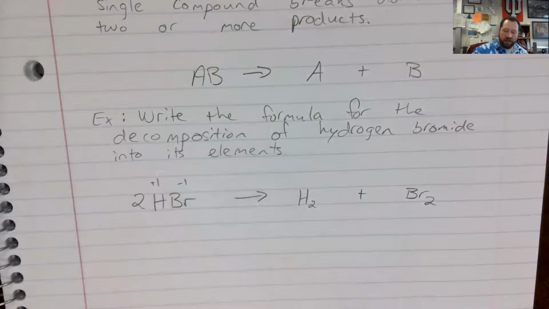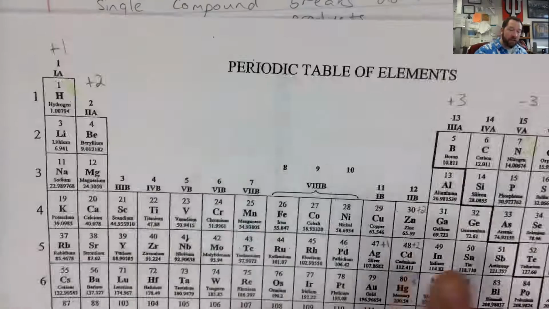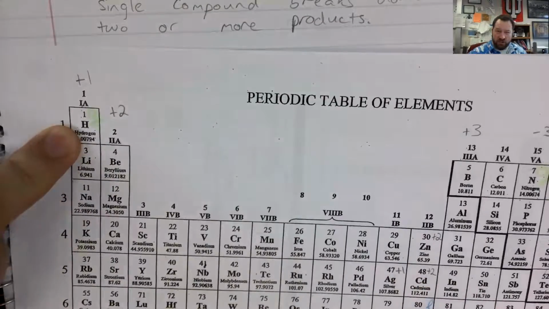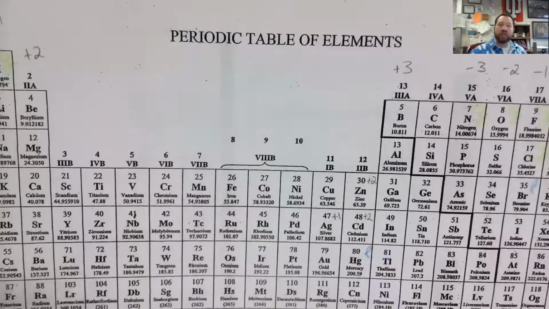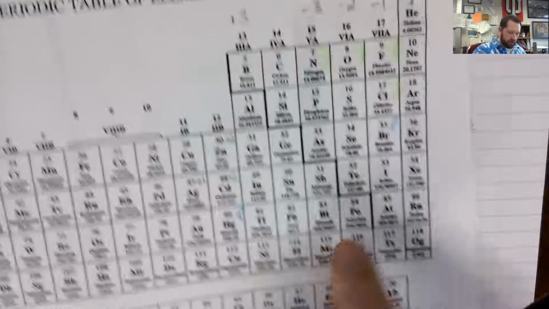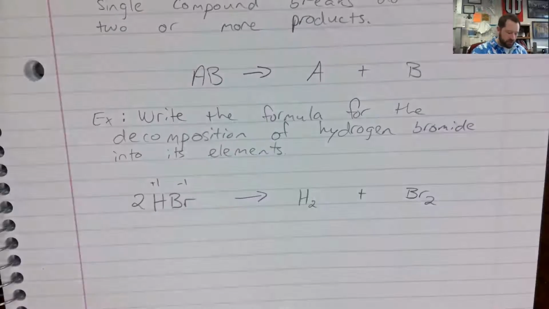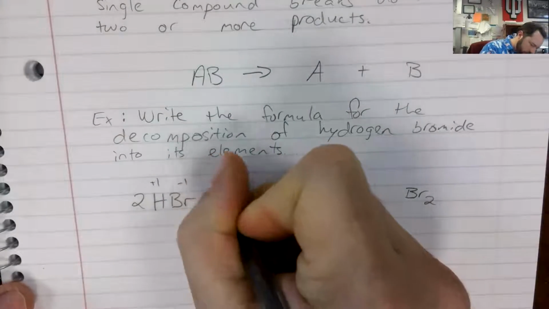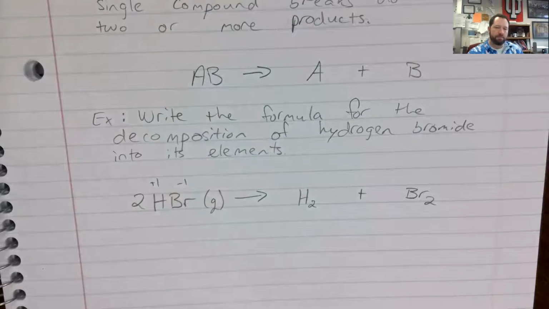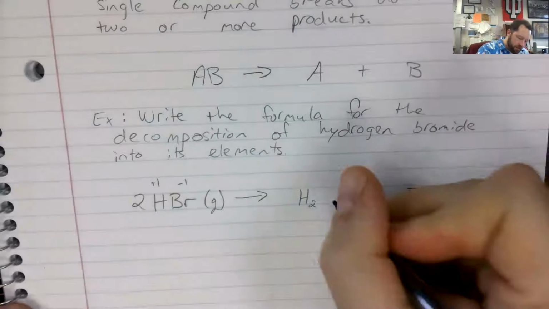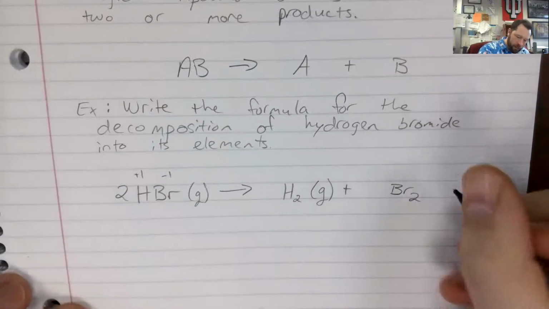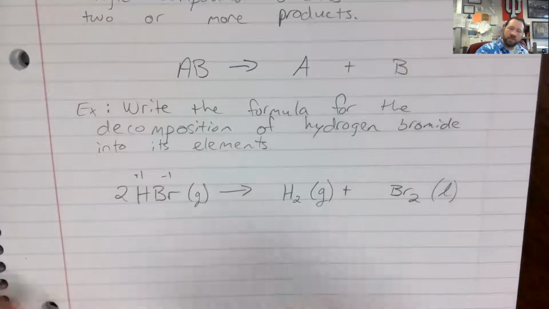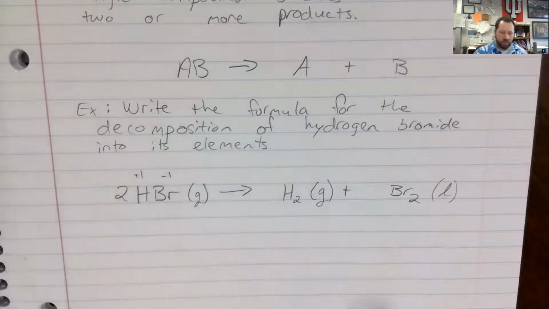States of matter, HBr. That's a covalent compound. I know H is over on the left, but he's kind of the oddball. H is not a metal, so it's a nonmetal. And the nonmetal makes this a covalent compound. We'll call it a gas. Hydrogen, elemental hydrogen, is also a gas. And then bromine, elemental bromine, that's one of our 2 liquids. So we add the L for liquid.